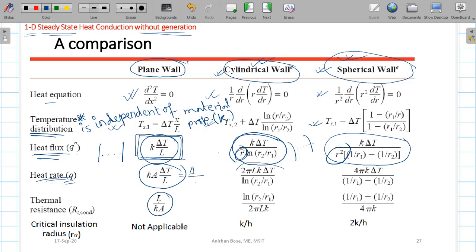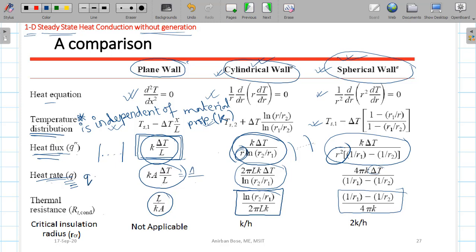So here again you can see this is the expression of the rate of heat transfer. So delta T by the remaining thing, that means this quantity is the thermal resistance for the cylindrical system, and here again delta T by the remaining thing, that means this quantity is the thermal resistance for the spherical system. So what is the observation? The important observation is this: the rate of heat transfer, under the assumption of 1D steady state without generation and constant thermal conductivity, is not changing even in case of cylindrical or spherical system from point to point.